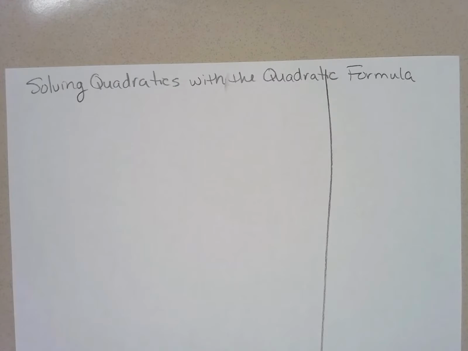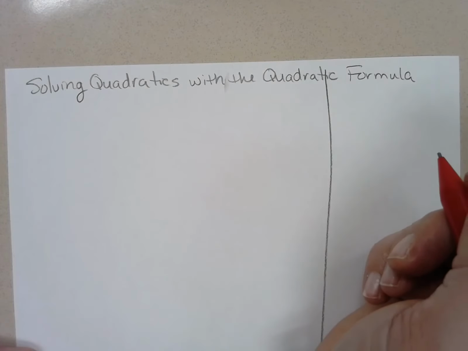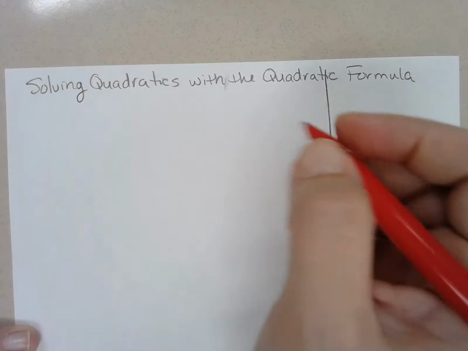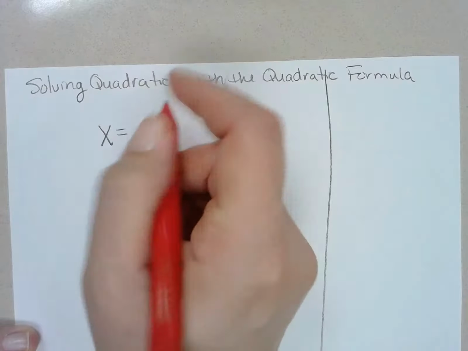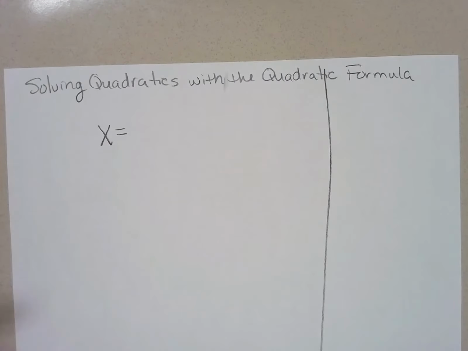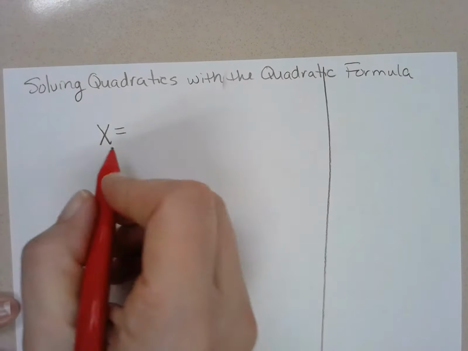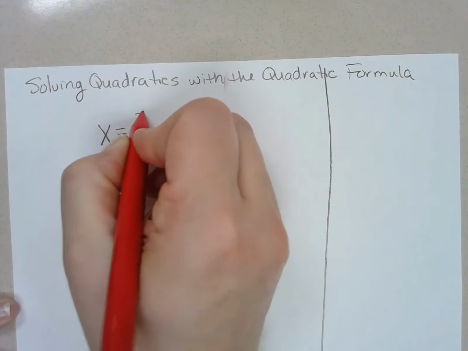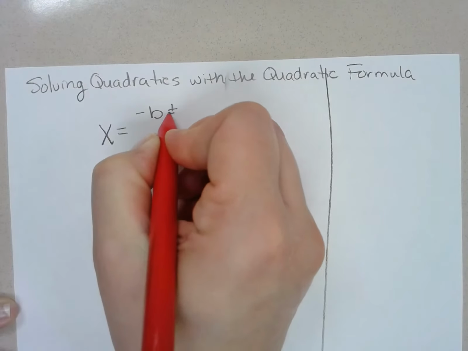In this video, we're going to be solving quadratics using the quadratic formula. So the biggest deal with solving using the quadratic formula is knowing what the quadratic formula is. When we solve a quadratic, we're looking for where it intersects the x-axis. So our formula starts out x equals, and the rest of the formula is negative b plus or minus.